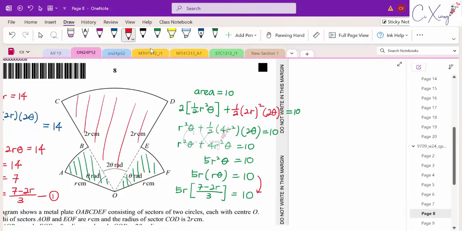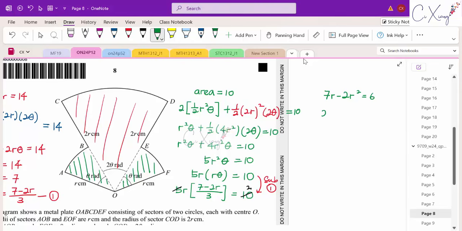So this one you sub equation number 1 here. You can continue from this part and try to simplify the equation. By right, the 5 and 10 can be simplified, so this one becomes 2. Then I bring the 3 over, and I will have 7r minus 2r square equals 6.